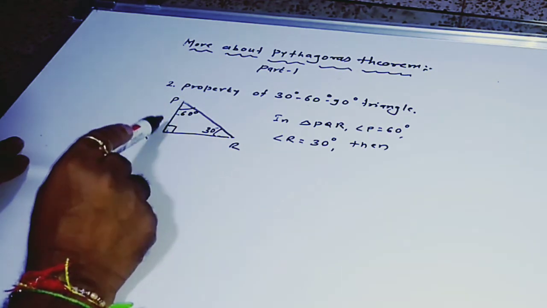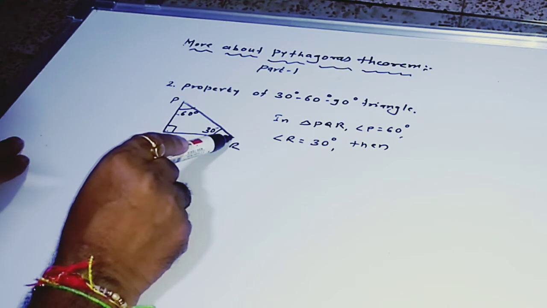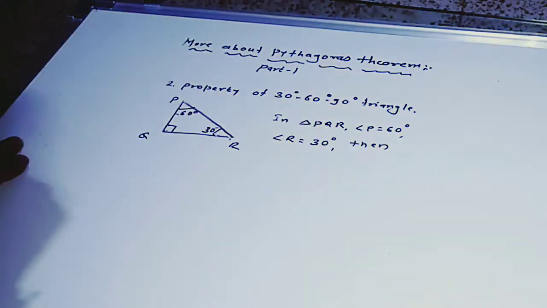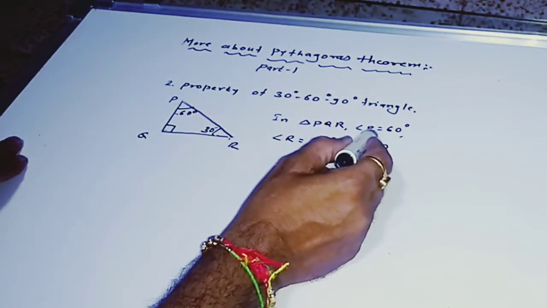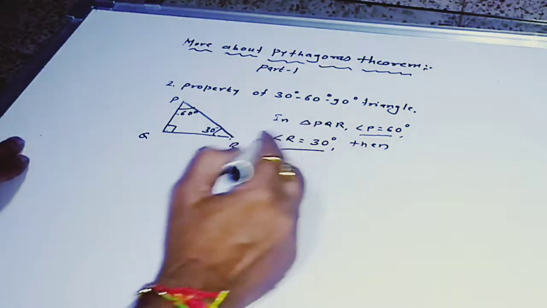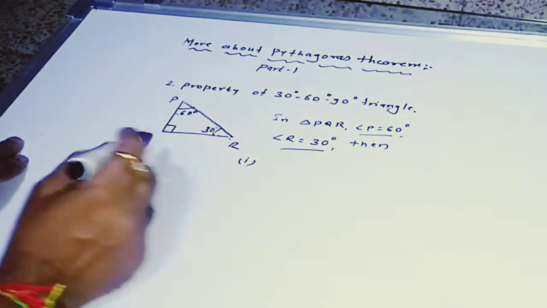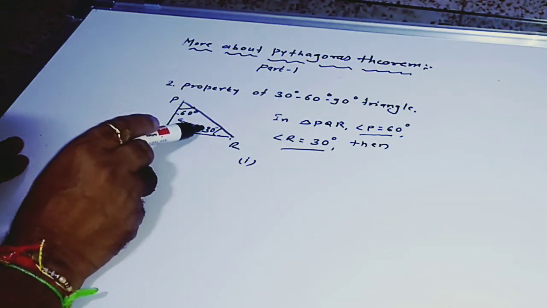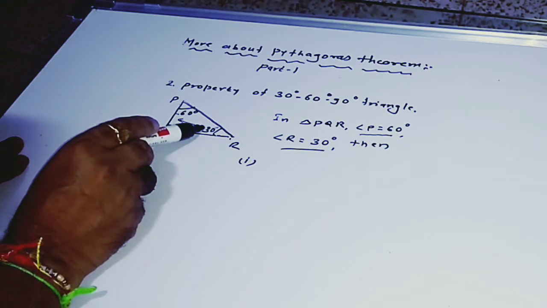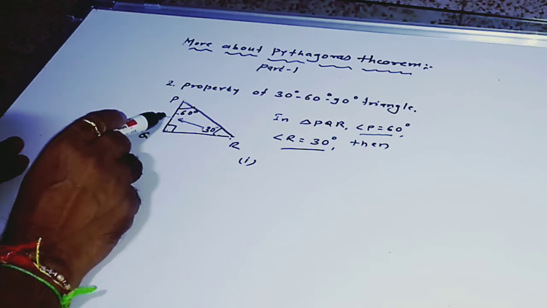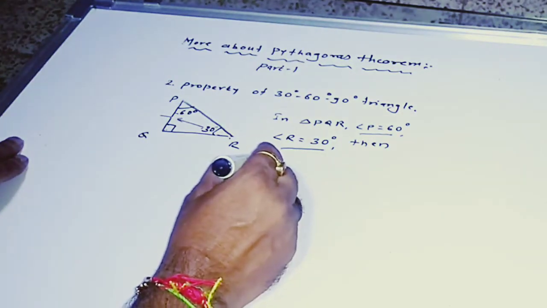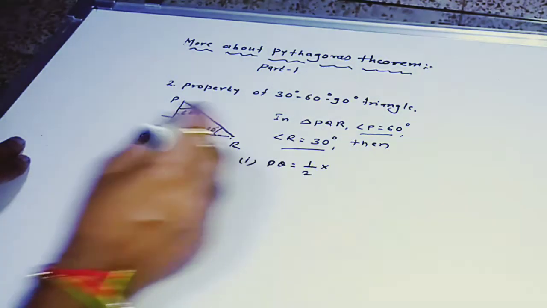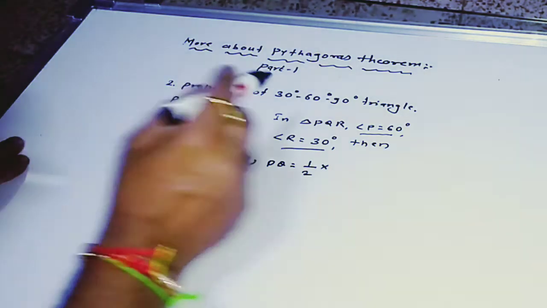So the triangle PQR is a 30, 60 and 90 degree triangle. Here P is equal to 60 and R is equal to 30. Then first, the side opposite to 30 degree is PQ. So PQ is equal to 1 by 2 into hypotenuse. What is the hypotenuse? This is PR.